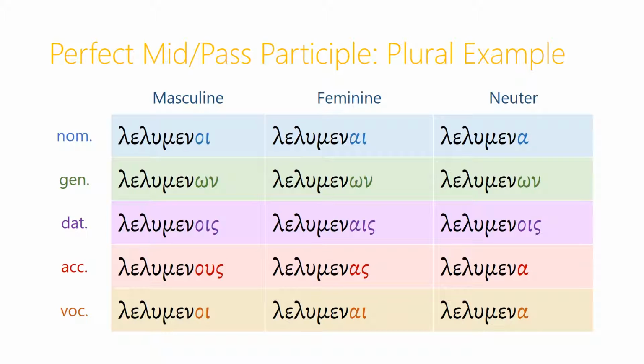The important thing, again, is just to remember that in the middle and passive participles, we switch in the masculine and neuter from the third declension to the second declension. So the middle passive participles use endings that are 2, 1, 2: second declension in the masculine, first declension in the feminine, second declension in the neuter, while with the perfect active participles, we had endings that were 3, 1, 3: third declension in the masculine and neuter, and first declension in the feminine.